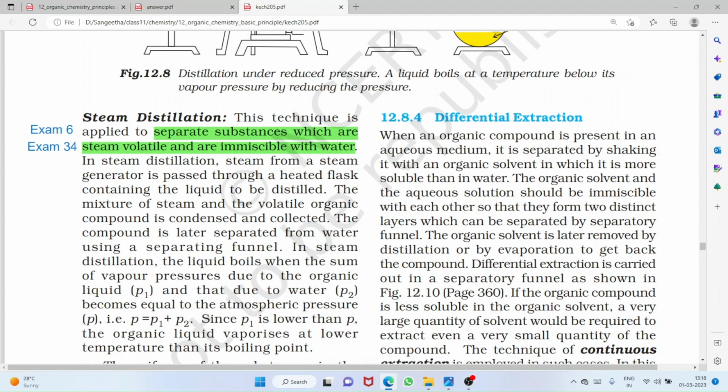Steam distillation separates substances which are steam volatile and immiscible with water.